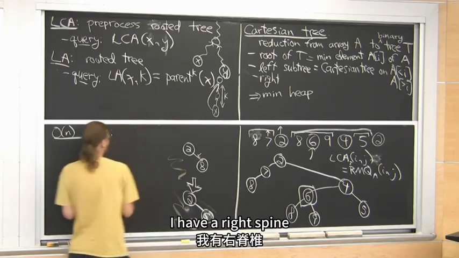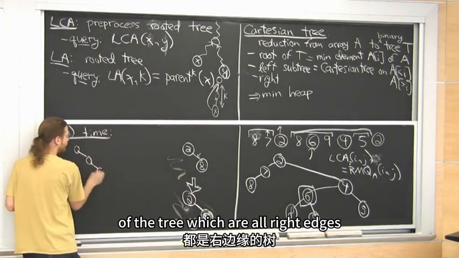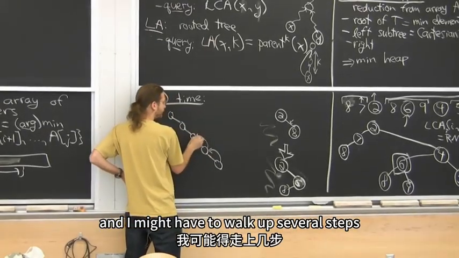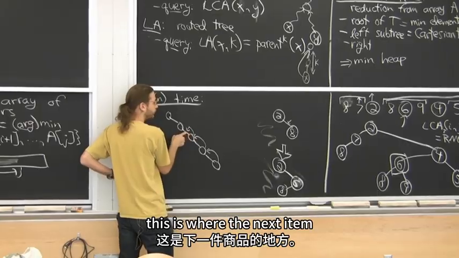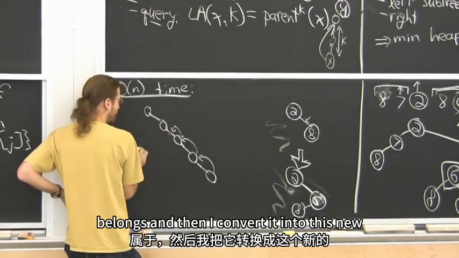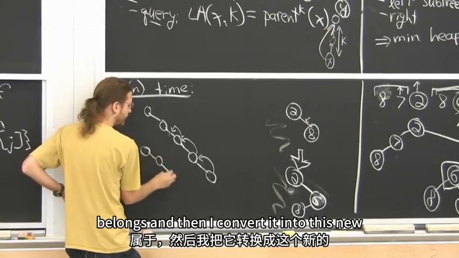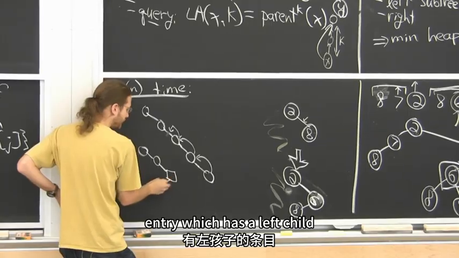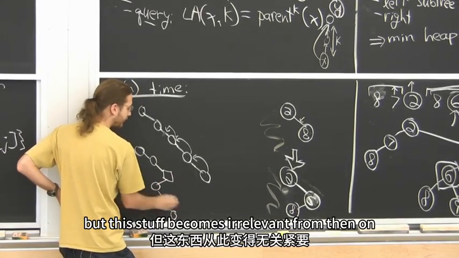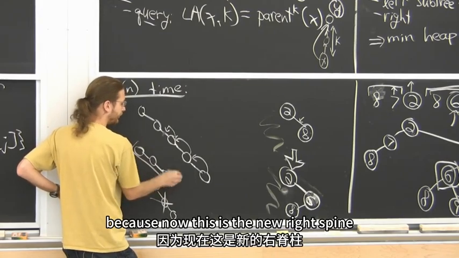In general, I have a right spine of the tree, which are all right edges. And I might have to walk up several steps before I discover, whoops, this is where the next item belongs. And then I convert it into this new entry, which has a left child, which is that stuff. But this stuff becomes irrelevant from then on, because now this is the new right spine.